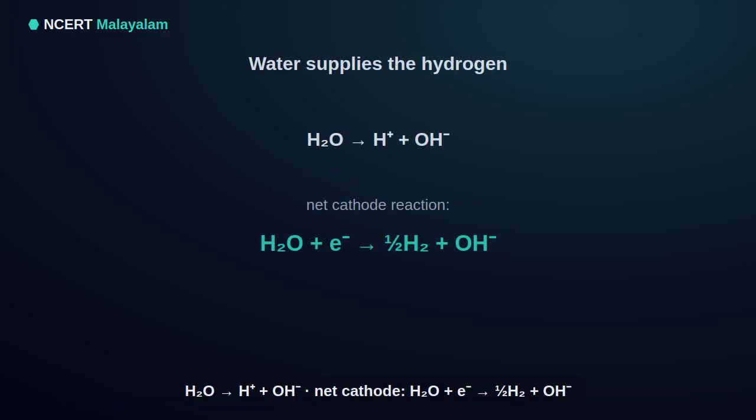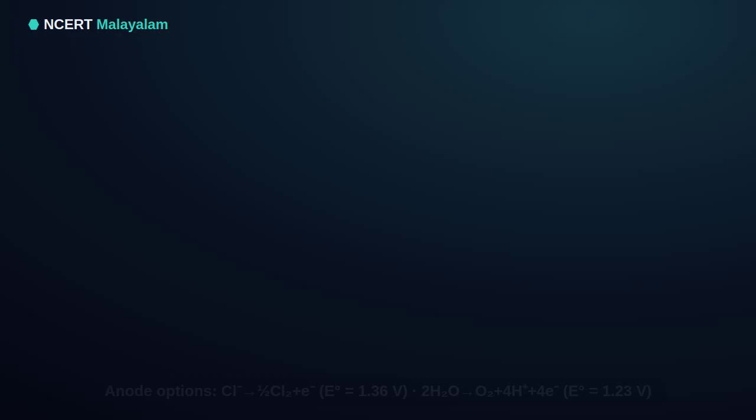This hydrogen ion comes from water splitting into the hydrogen ion and the hydroxide ion. The net reaction at the cathode is water plus an electron gives half a molecule of hydrogen gas plus one hydroxide ion. Now the anode.